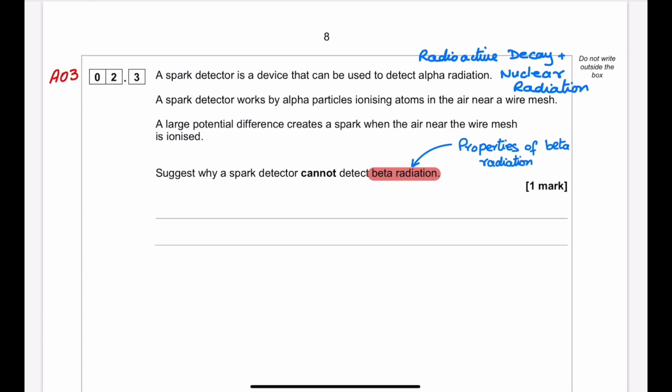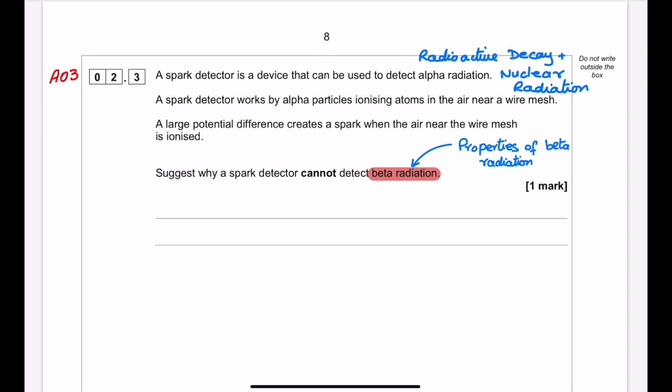2.3 is an AO3 question. The student needs to give a suggestion. A spark detector is a device that can be used to detect alpha radiation. A spark detector works by alpha particles ionizing the atoms in the air near a wire mesh. A large potential difference creates a spark when the air near the wire mesh is ionized. Suggest why a spark detector cannot detect beta radiation.